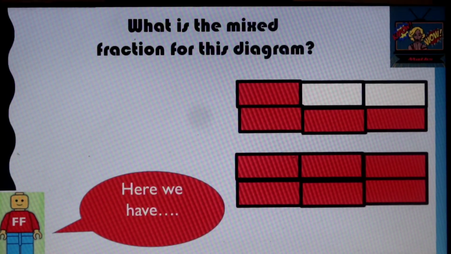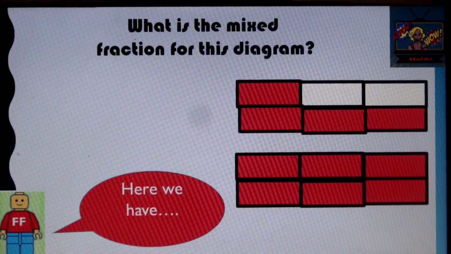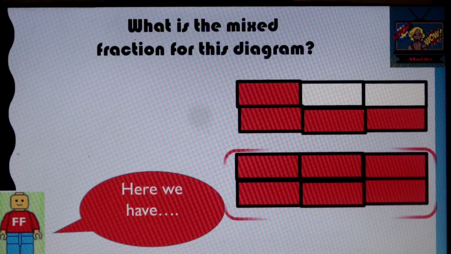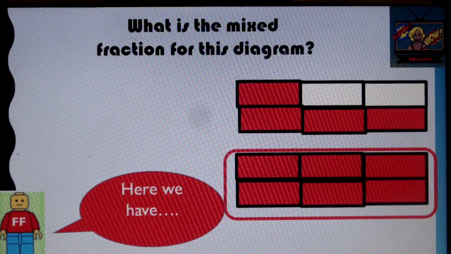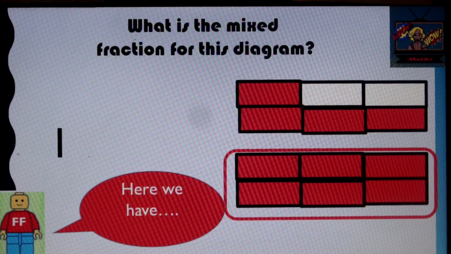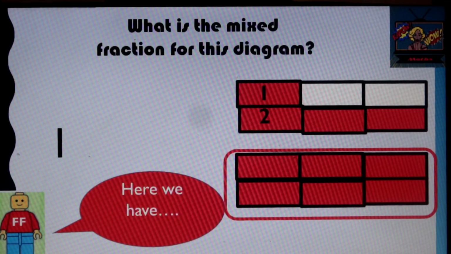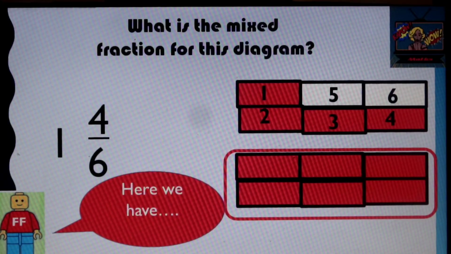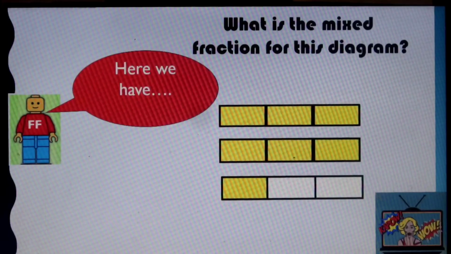What is the mixed fraction for this diagram? So you can pause it now if you want, and then see if you get it correct. Let's have a look. So yes, we've got 1 whole complete one here. Now the other one, it's not fully complete, so let's count how many are red. 1, 2, 3, 4. So we have 1 and 4 goes in our numerator, which are on top, and we have 5, 6. So that's 1 and 4/6. Okay, excellent. Let's go to the next one.